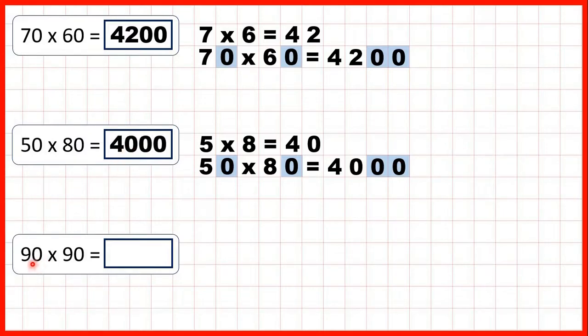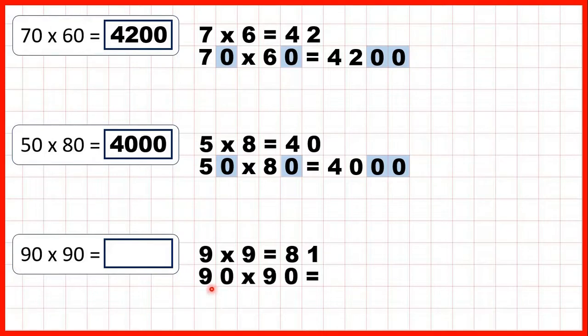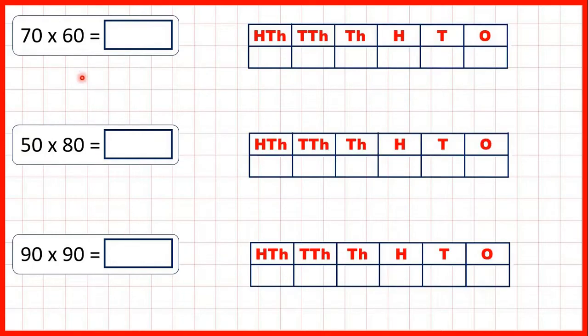Now let's try 90 times 90. We know that 9 times 9 is 81. So that means that 90 times 90 is 8,100. After we've done 9 times 9, we need to count the zeros in the question, because if we have 2 end zeros in a multiplication question, we need 2 end zeros in our answer. So that's 8,100. Now let's think about why this method works.